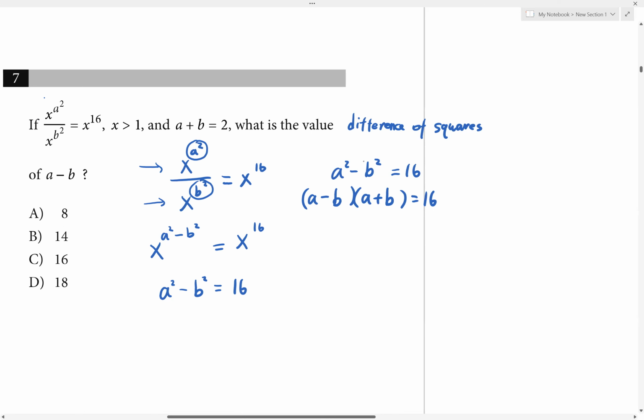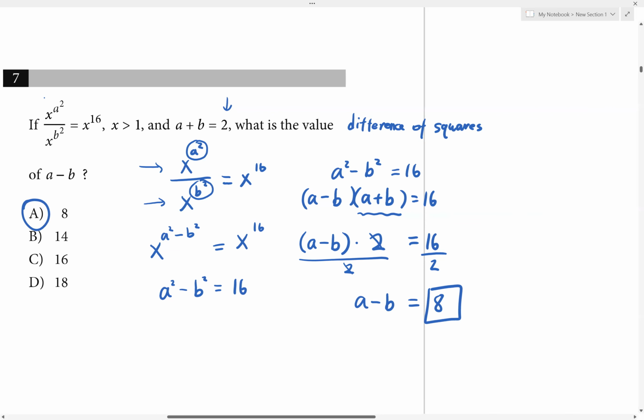All right. So once we have that, we know a plus b equals 2. So we can actually substitute this. We'll say a minus b times 2, because we know a plus b equals 2, equals 16. To solve for a minus b, we can just leave it there and treat it as a group. In order to get a minus b, all we need to do is divide by 2 on both sides. So we get a minus b by itself, and then 16 over 2 is 8. And that's it. So 8 should be our final answer here. So A will be the answer.